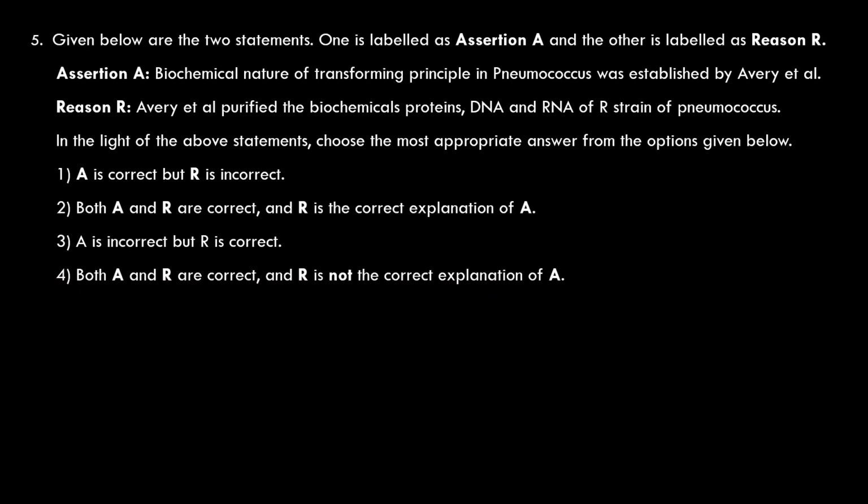Coming to the next question. The assertion and reason type. So you have to conclude whether assertion and reason are both correct, or one is correct and the other one is incorrect. If the reason is correct, you have to decide whether it is explaining the assertion or not.